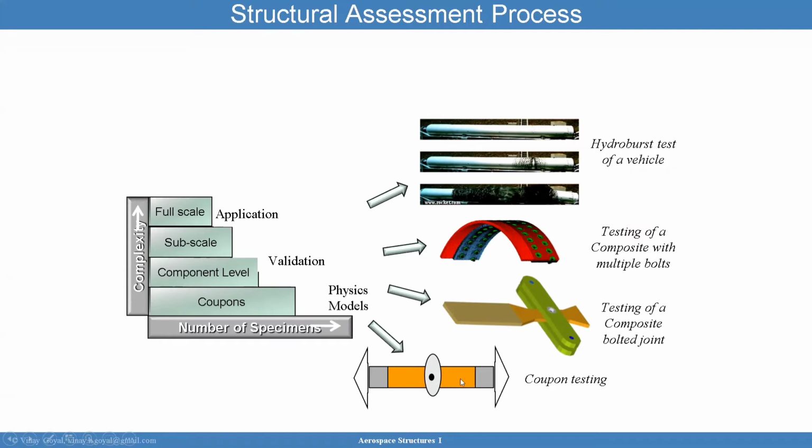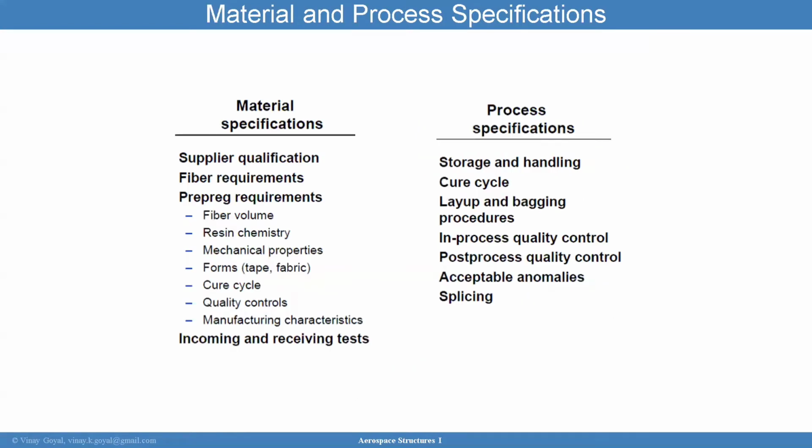But the idea then is to really go from the bottoms up and increase your confidence as you go all the way to the full scale approach, the full scale test I meant. So, in the qualification process, in the building block approach, what we're looking for is making sure that we have good controls over material specifications and over process qualifications.